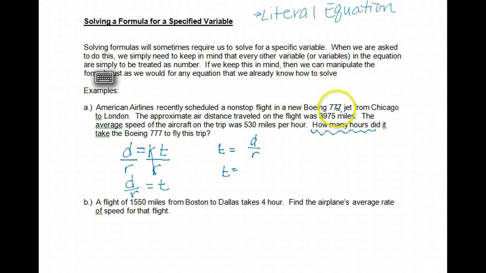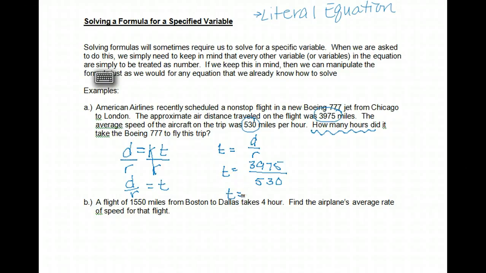So my distance was 3,975 miles, and my rate was 530 miles per hour. So I'm simply going to divide those.